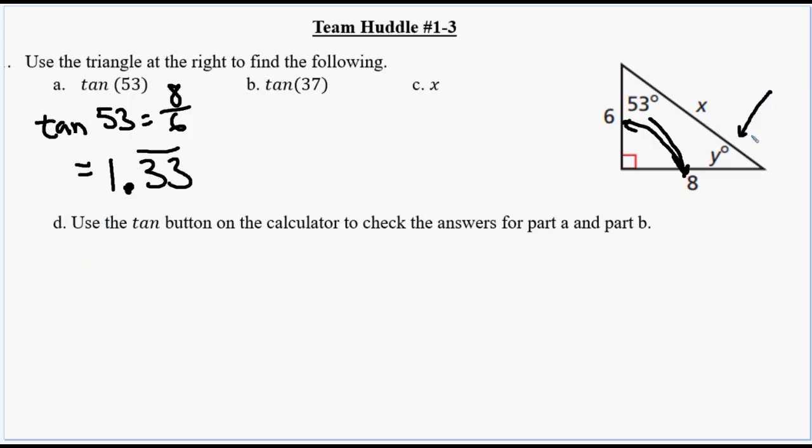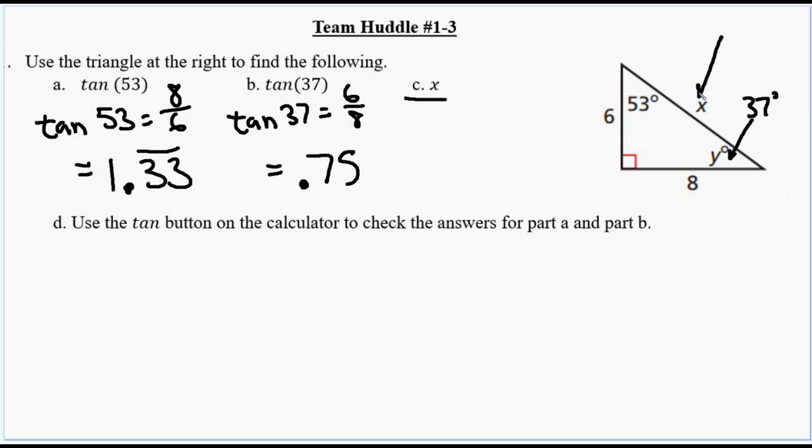Now down here is angle Y. If we find angle Y, it would be 90 minus 53. So angle Y is 37 degrees. And in part B, we want to find the tan of 37. And tan is opposite over adjacent, so that'll be 6 divided by 8. And that turns out to be a nice clean 0.75.